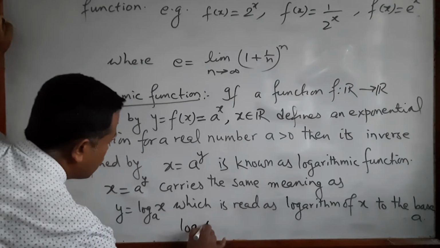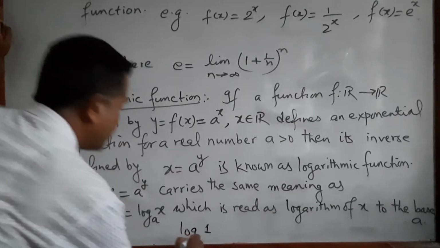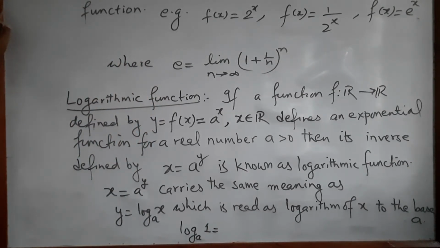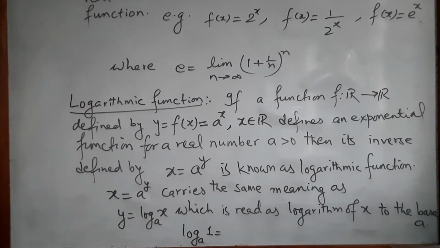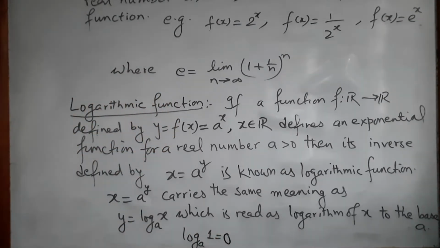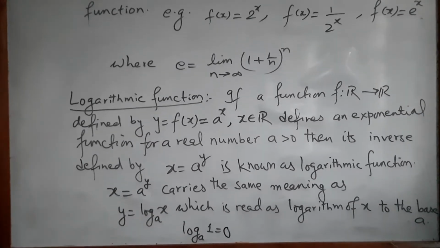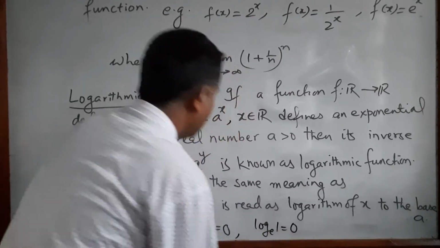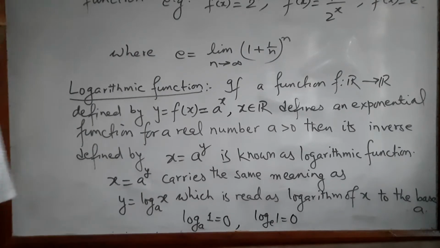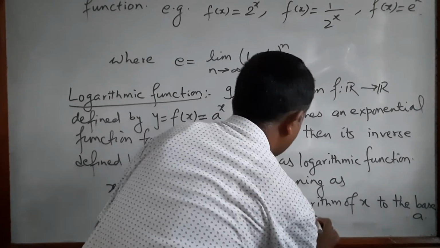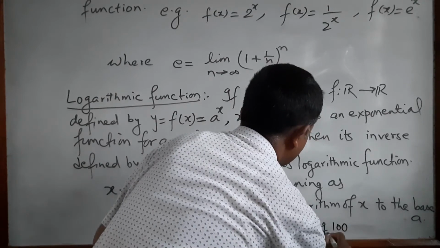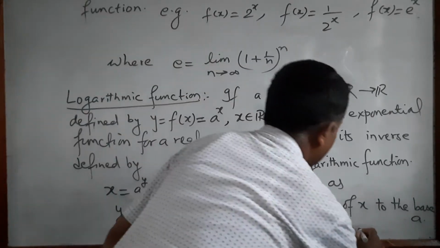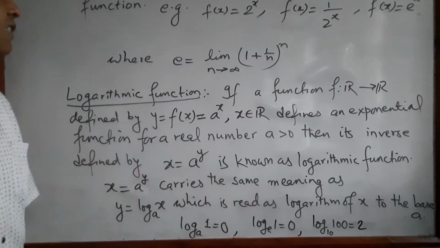Suppose we have to find the logarithm of 1. Here the base is a, so a raised to the power how much is 1? That is the value of logarithm 1. a raised to the power 0 is 1, so the logarithm of 1 is 0. Similarly, logarithm of 1 with base e is also 0, because e raised to the power 0 is 1. Similarly, logarithm of 100 to the base 10: 10 raised to the power how much is 100? 10 raised to the power 2 is 100, so logarithm of 100 to the base 10 is 2.